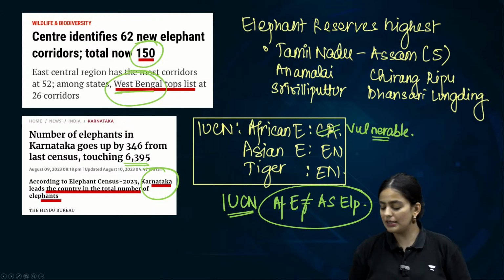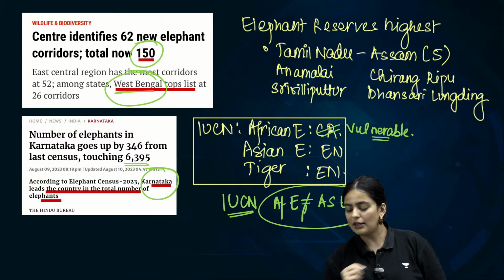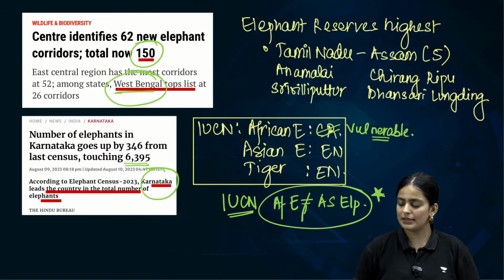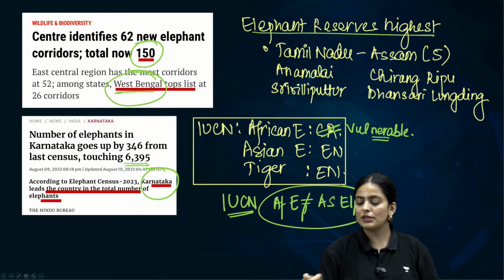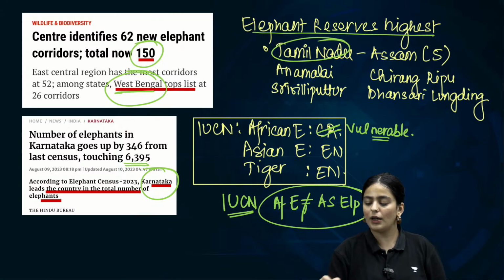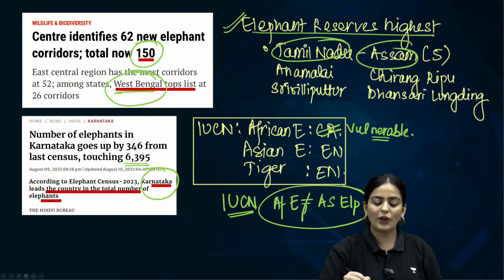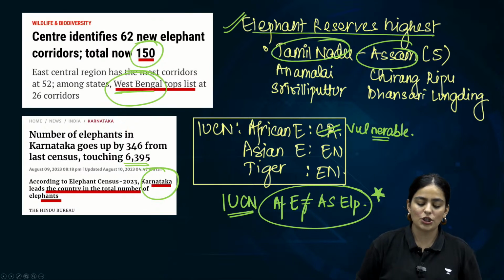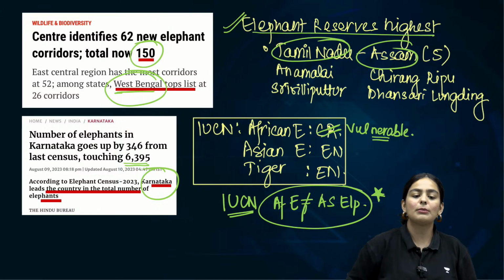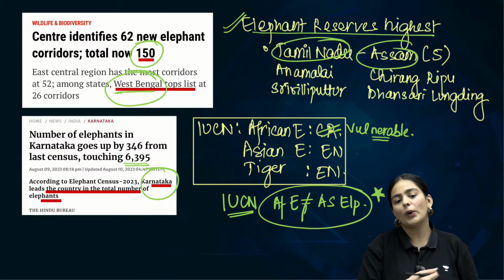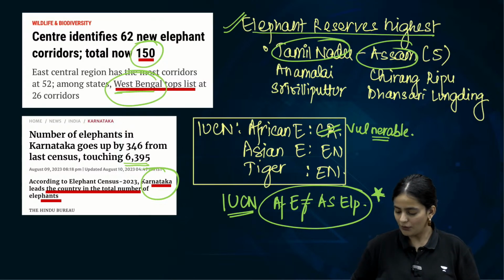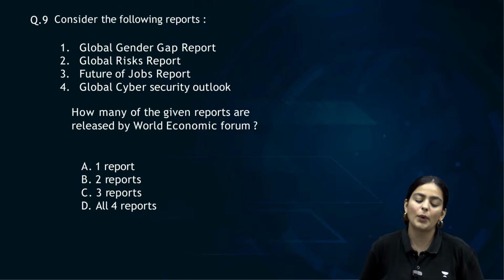So please remember this, and this will also be sufficient. Clear about this? Yes. So I've made the correction. Thank you so much. Elephant reserves, the highest are in Tamil Nadu and Assam, which are 5 each. Maximum population in Karnataka and maximum elephant corridors in West Bengal. That is all. Clear? All right. Let's move on to our next question.